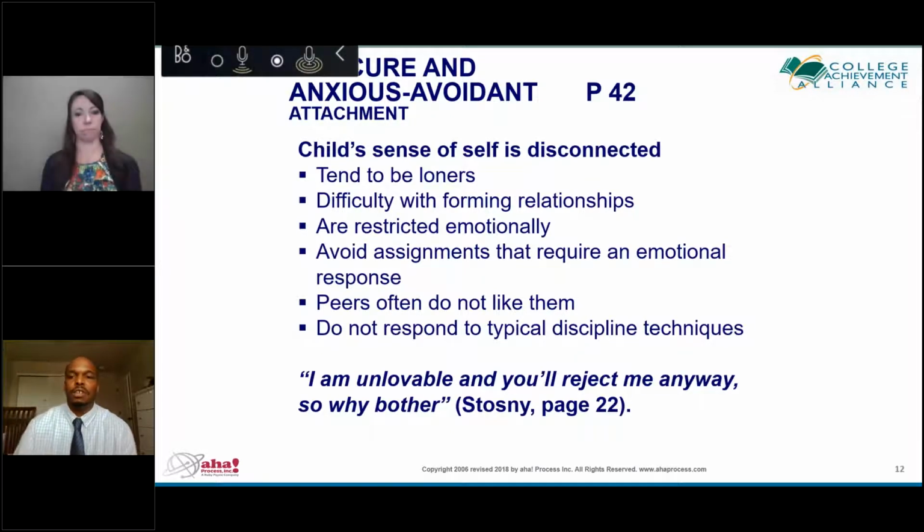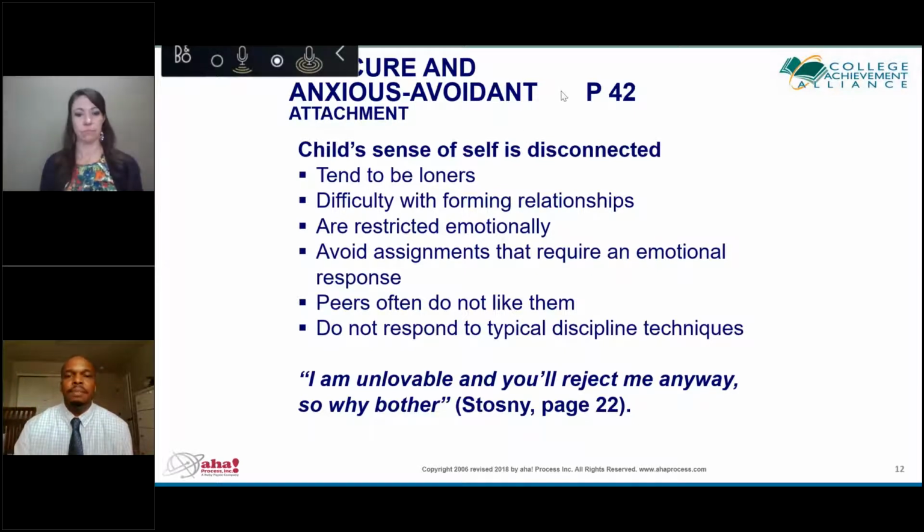So what's the point?" And so you see at the end of this slide, it says, "I'm unlovable and you're going to reject me anyway, so why bother?" So what's the point of me even trying to engage in the classroom? Because you're going to dismiss my thoughts anyway. No one's going to understand what perspective I'm coming from. No one's going to know the experiences or the lack of resources or tools that I've had, and how much of a struggle it is for me to try to be successful in college. And so these are the mindsets that come up on that one.